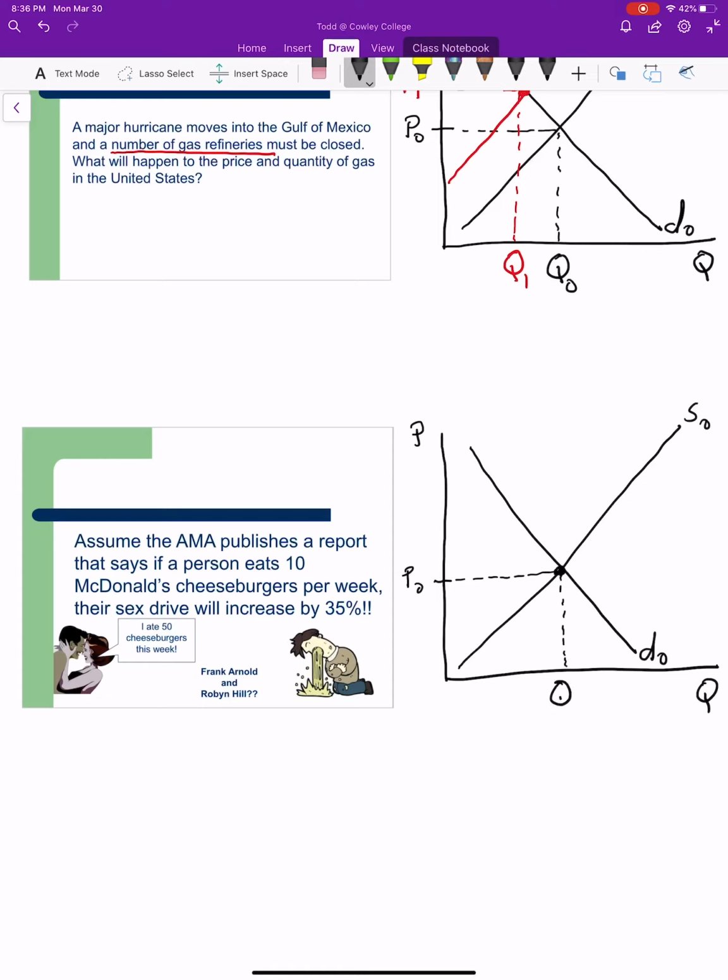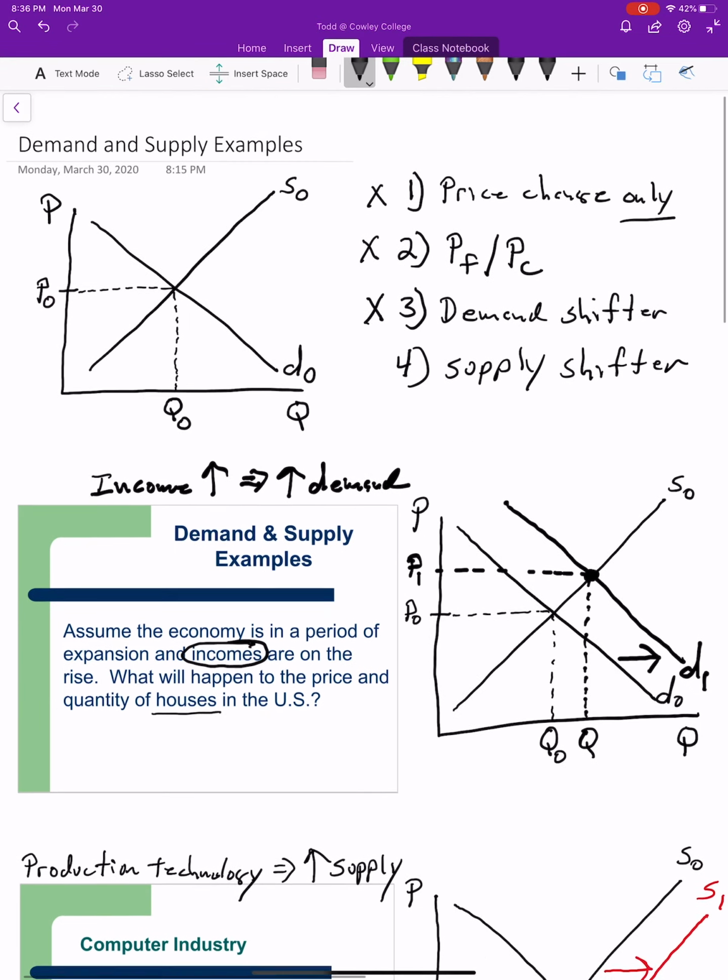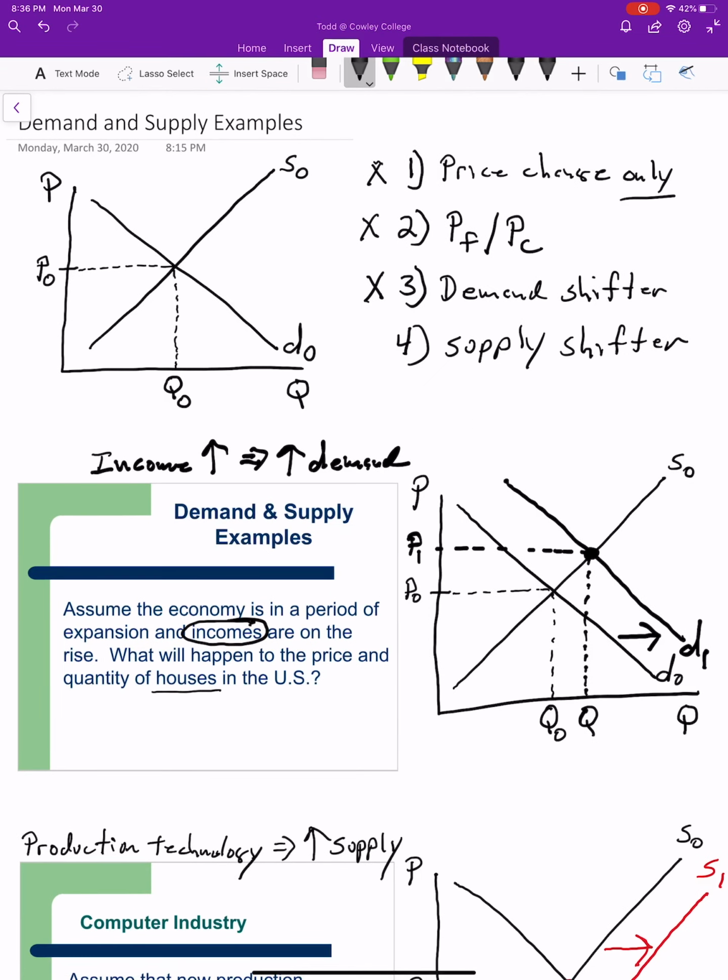Now, this is an interesting one, and these are the types of ones that you come up with quite often, because if you look up here, it has nothing to do with a price change. It doesn't say that the price of cheeseburgers is above or below equilibrium. It has nothing to do with price floors or price ceilings.